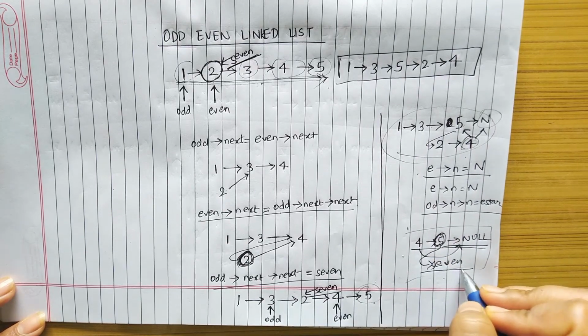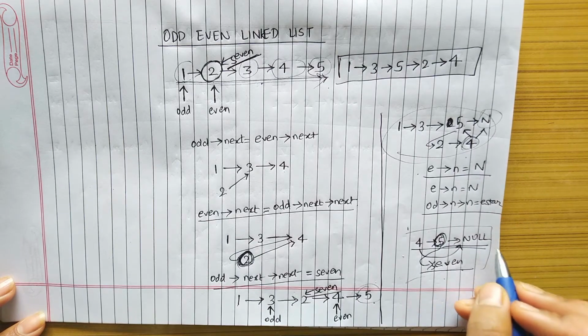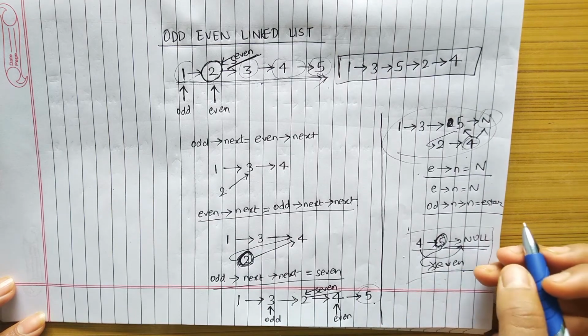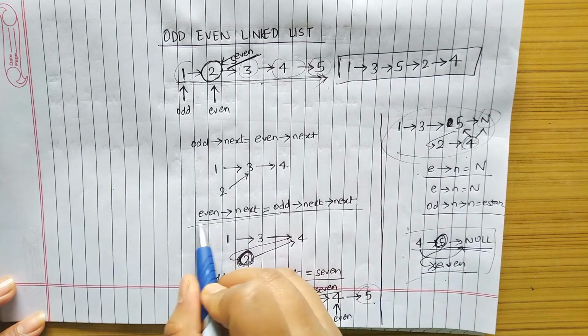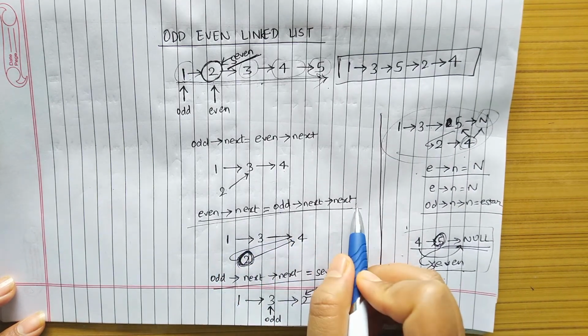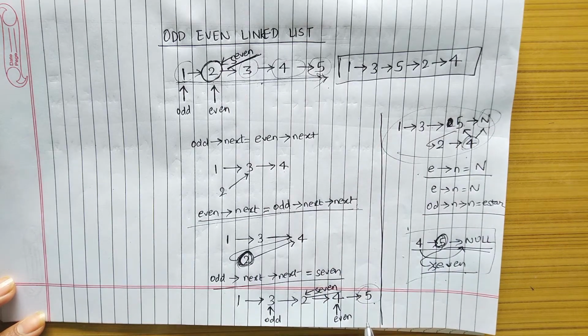Now if it is not the case, that means even of next is not null, so we will simply do this step, even of next is equal to odd of next, and continue with the procedure.